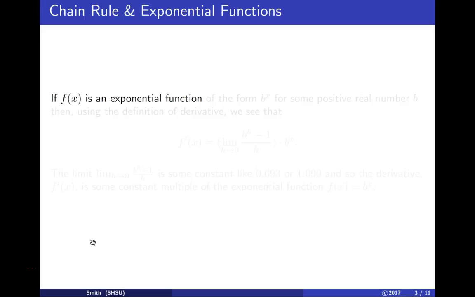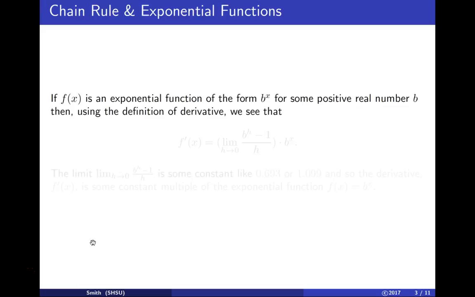If f of x is an exponential function of the form b to the x for some positive real number b, then we can use the definition of derivative, as done in the first part of this course, and work out that the derivative is the limit as h goes to 0 of (b to the h minus 1) over h times b to the x.